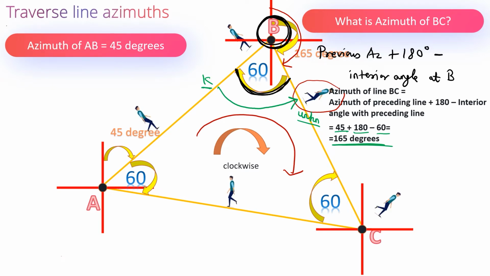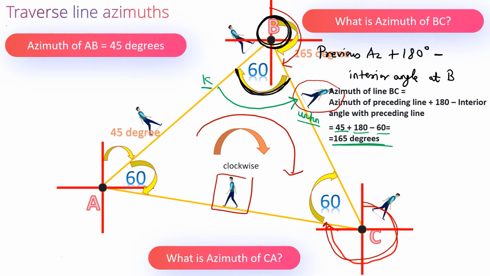Imagine, what is dictating this direction? What is determining this direction is this angle, right? If this guy knows what this angle is, then he can walk towards A, right? And this angle is called the azimuth. So what is the azimuth of the line CA? It's the same formula: previous azimuth plus 180 degrees minus the interior angle, right?